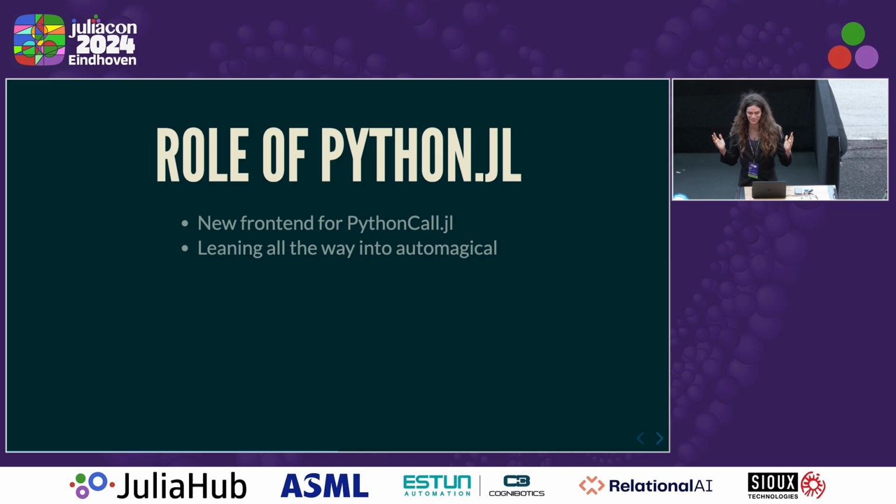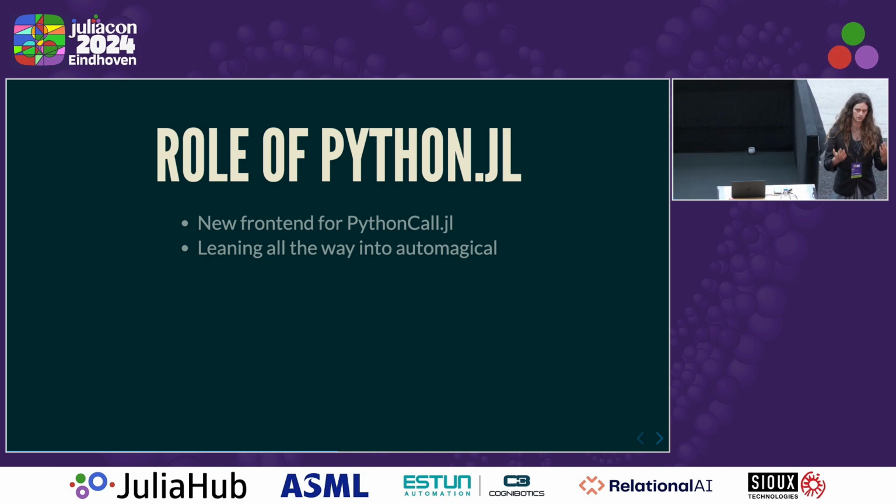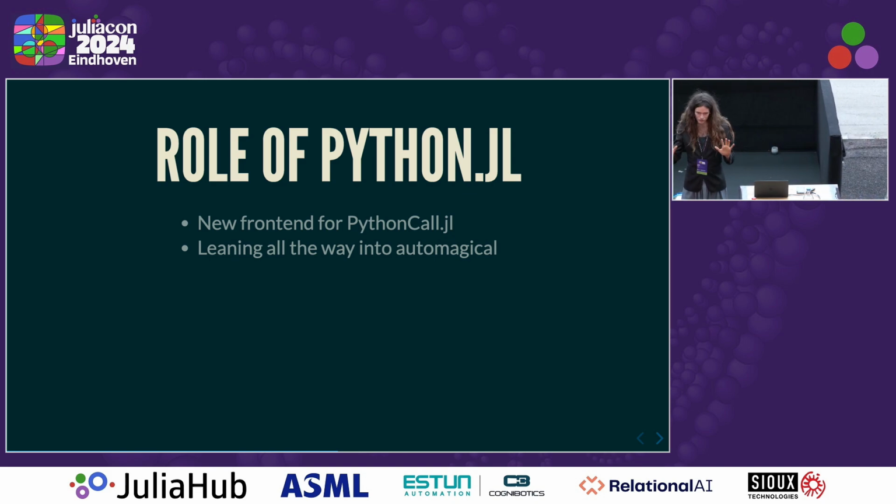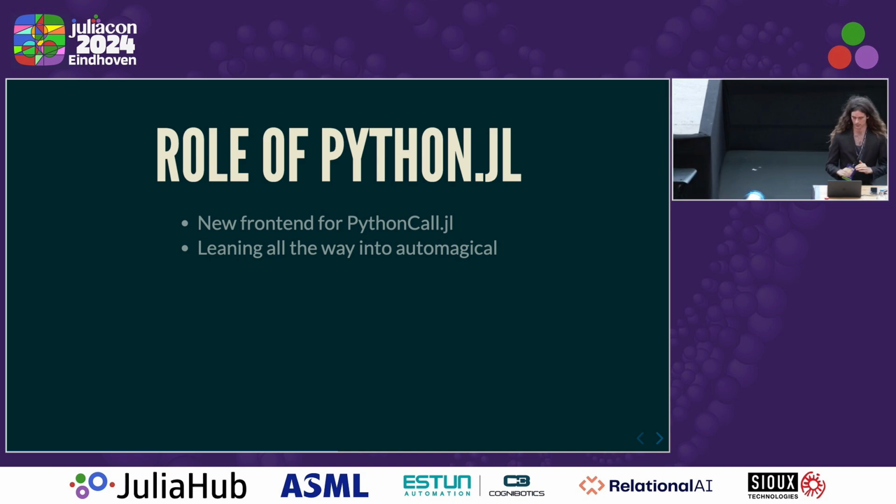So Python.jl is a new front end for Python call that leans all the way into automagical. So there's this scale where over here is kind of like sane and reasonable, but also like everything has to be explicit. It's a little bit laborious. And over here is kind of intuitive, automagical, does the thing without prompting, automatic conversions. And so PyCall is over here, and Python call, the successor of PyCall, is over here. And I take Python call, and I wrap it way over here. Gotta make everything automatic.